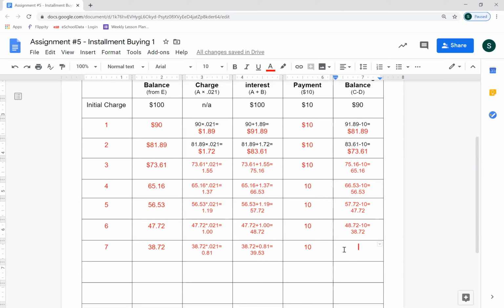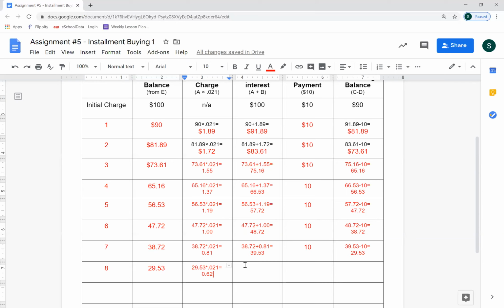So to figure out how much I have left, I take what I owe with interest, $39.53, subtract my $10 minimum payment, and now I'm left with $29.53 that is owed. So when I start month 8, I have a remaining balance of $29.53. I calculate the interest on it by multiplying by 0.021 because of the 2.1%. And I get 62 cents.